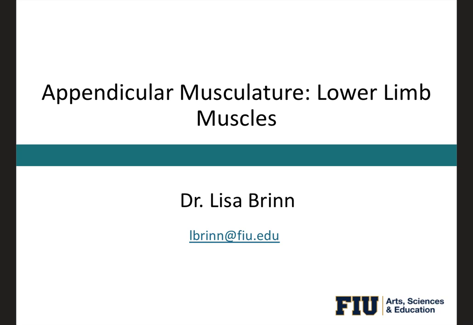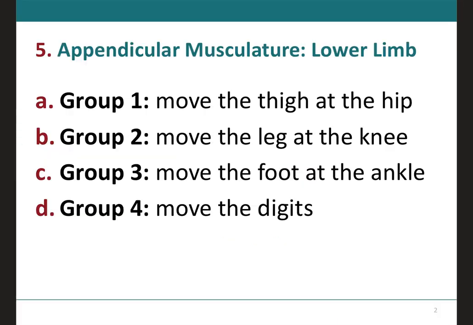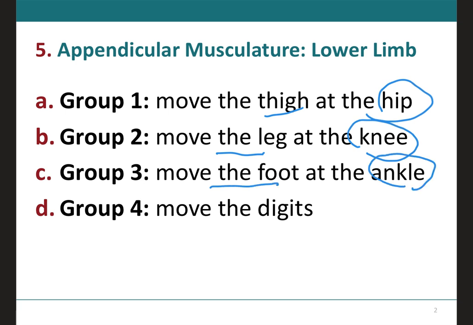Hello everyone, for this lecture we're going to be covering the lower limb, which is part of the appendicular musculature. The lower limb muscles can be divided into 4 groups. The first group is made up of the muscles that move the thigh at the hip joint. The second group will be the muscles that move the leg at the knee joint. Group 3 are muscles that move the foot at the ankle joint, and group 4 are muscles that move the digits. So let's get started on the next slide with group 1.